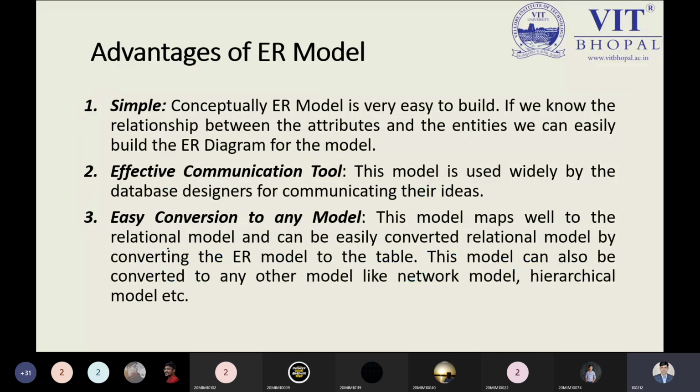Simple. Yes, of course, this is simple. No need to discuss over here; theoretically, you can read it out. It is simple. We are able to see the relationship between two different tables. So it is very simple. And of course, it is an effective communication tool. Yes, of course. We are able to see which table or which relation or which entity is making a relationship to the other entities.